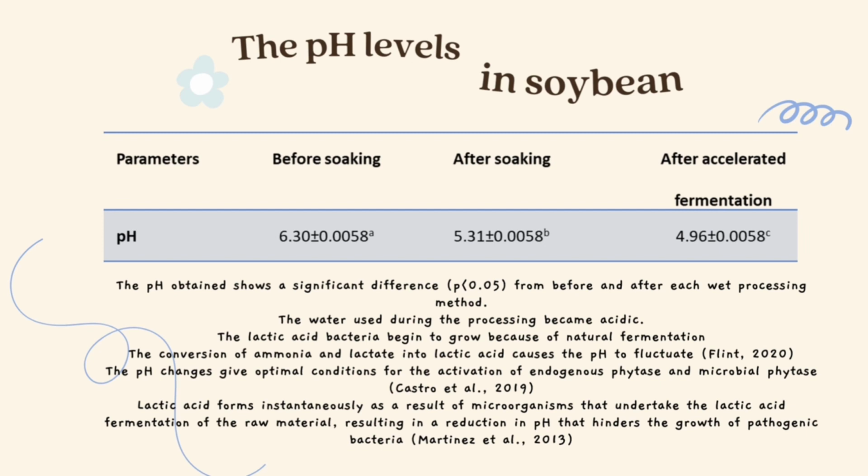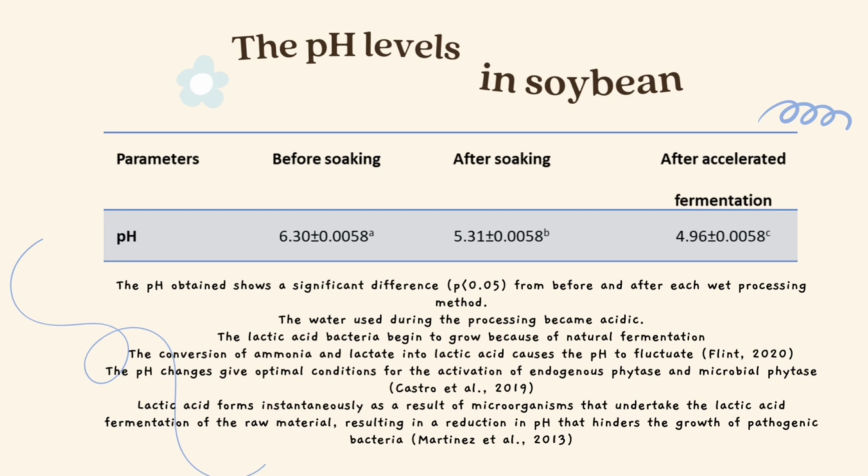The pH drops because during the soaking process, the lactic acid bacteria begin to grow due to the natural fermentation, which is known as lactic acid fermentation. During this process, the ammonia and lactate was converted into lactic acid that causes the pH to drop. From after soaking to after accelerated fermentation, the pH drops even more from 5.31 to 4.96. This is because during the accelerated fermentation process, the sample was combined with isolated lactic acid bacteria.